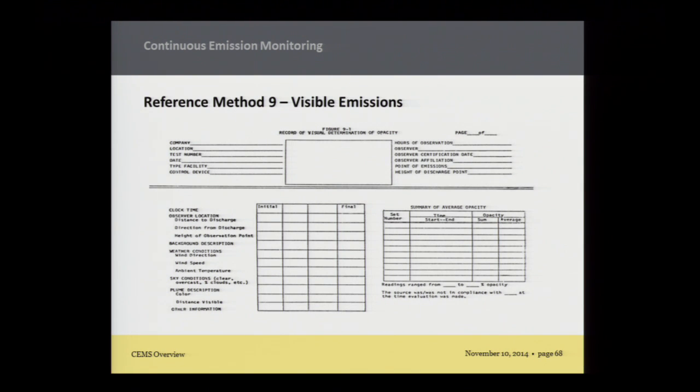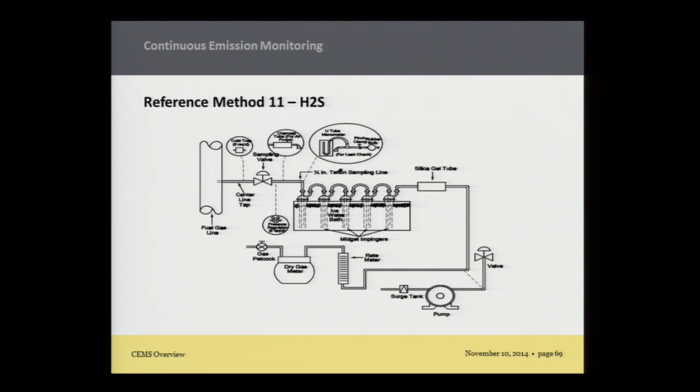So this is a sheet for method 9. I'm sure a lot of people have opacity requirements, and you probably have a contractor, maybe a staff member that reads these, but you got to fill out something similar to this to get your visible emissions. So you get a little more intricate every time you move up a reference method.